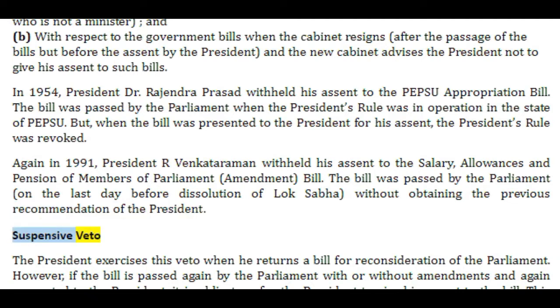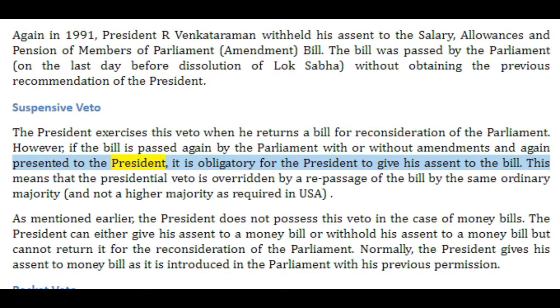Suspensive veto. The President exercises this veto when he returns a bill for reconsideration of the Parliament. However, if the bill is passed again by the Parliament, with or without amendments, and again presented to the President, it is obligatory for the President to give his assent to the bill.